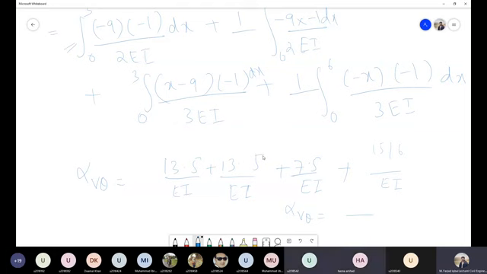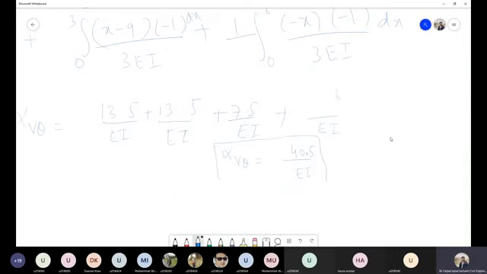Sir, with 6 it is 40.5. 40.5 is the correct answer. So I believe it is 6 then. Or you can figure that out, it's just the integration. I'm giving you the final answer as 40.5.